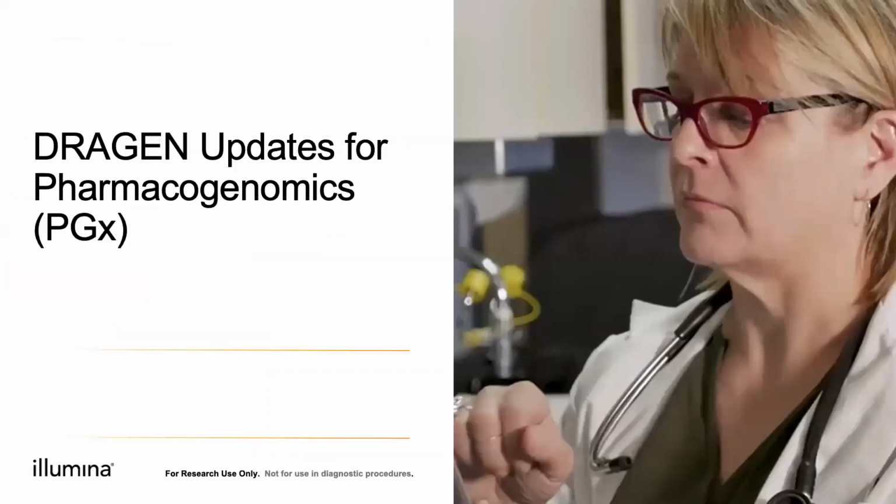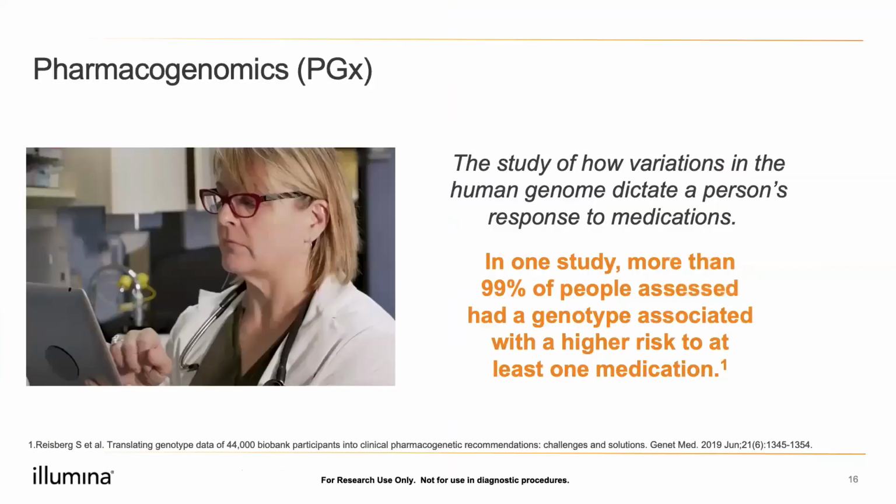All right, let's talk about the updates that we have for DRAGEN across different applications. So DRAGEN for pharmacogenomics. As you know, pharmacogenomics is the study of how variations in the human genome dictate a person's response to medications. In one study, more than 99% of people assessed had a genotype associated with a higher risk to at least one medication. So this impacts a lot of people.